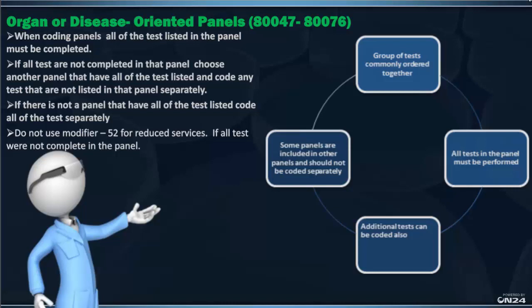If all the tests are not performed in one of the panels, please do not feel like you can use Modifier 52 for reduced services. Modifier 52 cannot be used with these codes. You will just not be able to code from this list, okay?